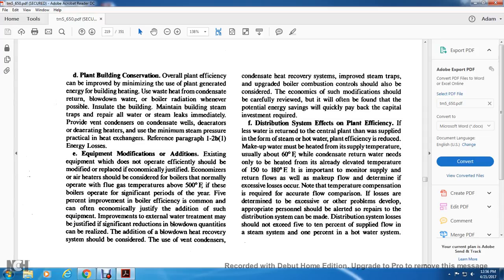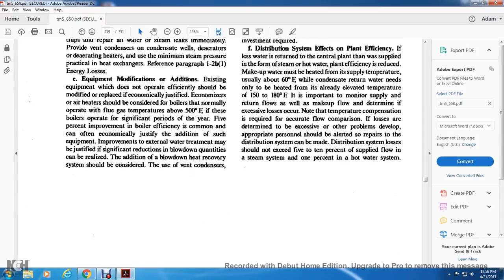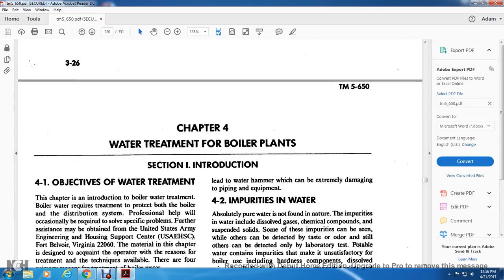Distribution system losses should not exceed 5 to 10% of supplied fuel in a steam system and 1% in a hot water system. Chapter 4: Water treatment for boiler plants.